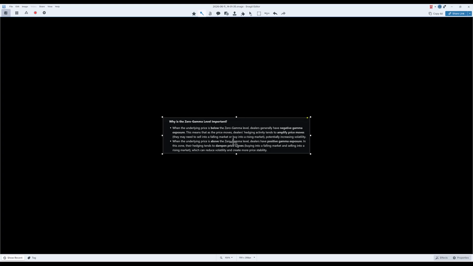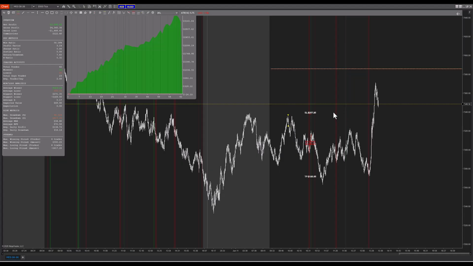As opposed to when we're in positive gamma right here, then we tend to have dealers dampening the price moves, i.e., they're selling the rips and buying the dips. So you've probably heard that language before. If not, that's worthy of a session with your AI to get some clarity on it. But for our purposes here, knowing that we are in negative or positive gamma is meaningful information with regards to the algo we're going to deploy.